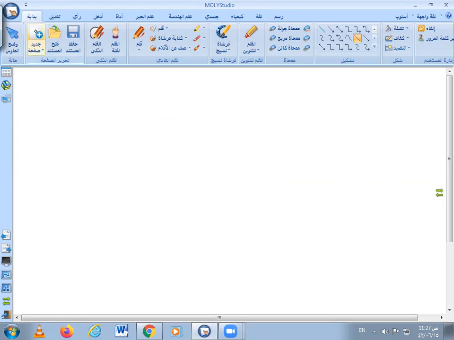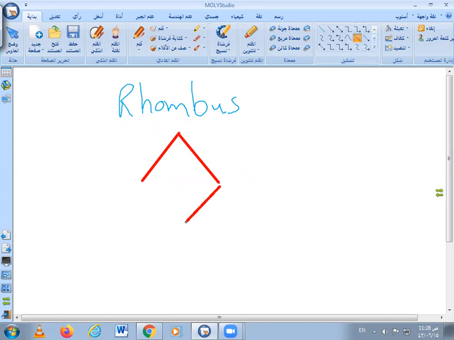The second shape is the rhombus. We can draw the rhombus in two ways, like the parallelogram, but all the sides are equal to each other, or we can draw it like a kite, in the form of a kite. All the sides of the rhombus are equal in length also. We have here the shape A, B, C, D is called a rhombus.